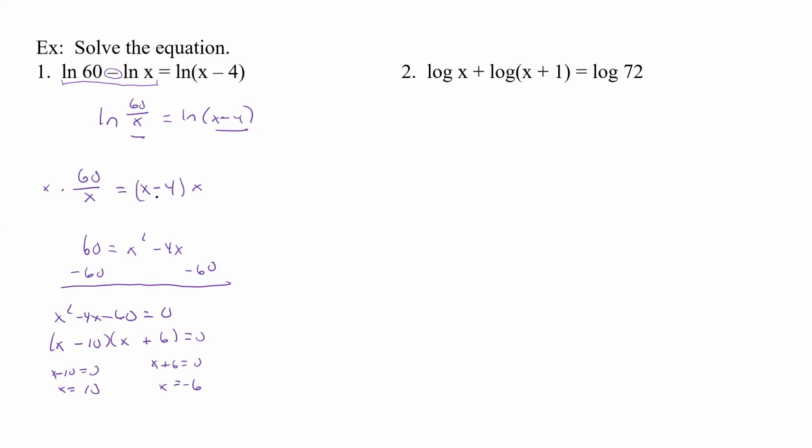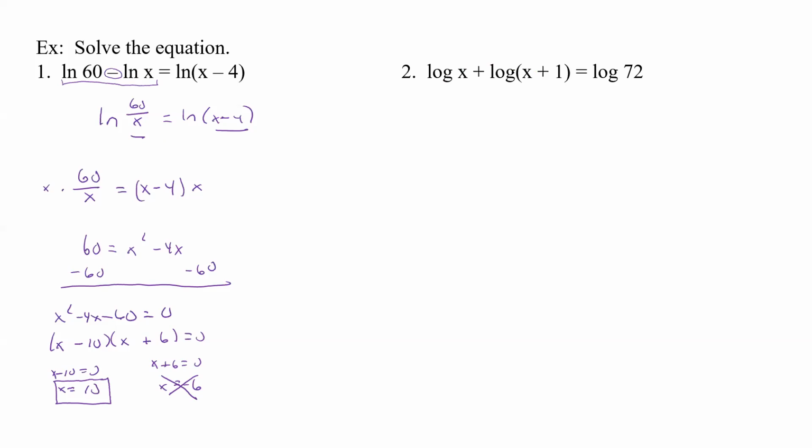Now, what do we know about the signs of these? Well, we can't have negatives. We can't take the ln of a negative, and so we can't have that one. The only possible solution is x is equal to 10, and that would be our answer.